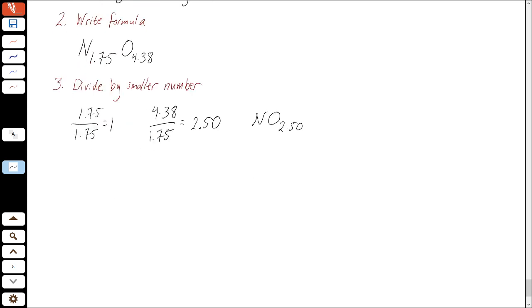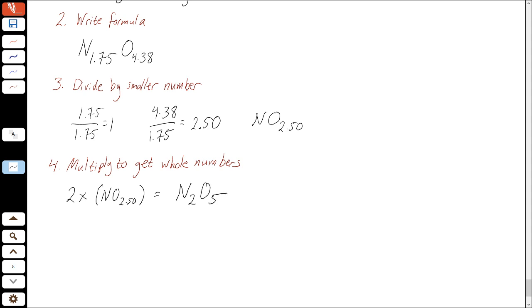Yeah, at this point, the last step is to multiply to get whole numbers. So if we take that whole formula and we multiply it by 2, we get N2O5, and now we have a nice empirical formula.